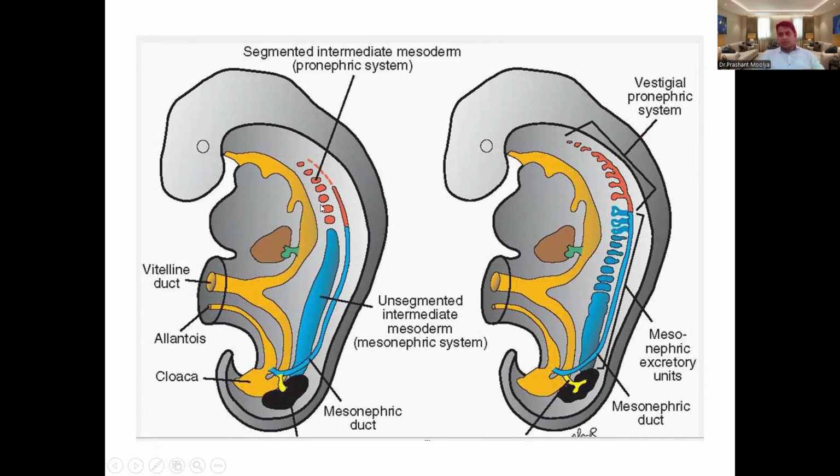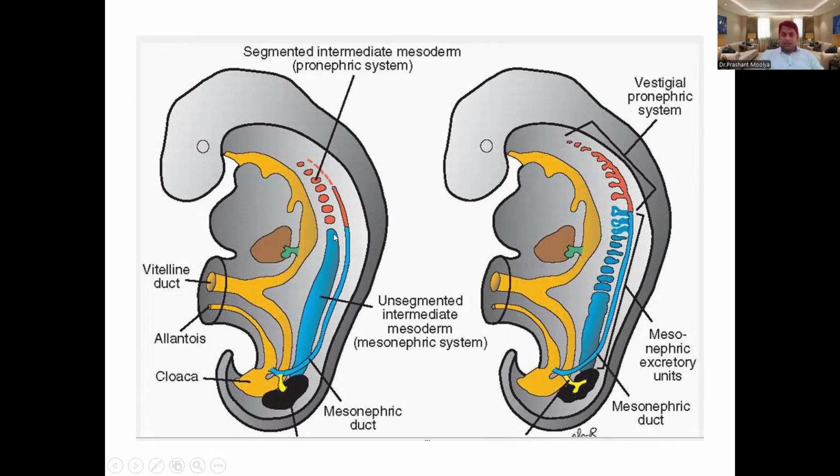But this is not done as far as the advanced kidney of mammals is concerned. So what happens is this regresses. Most of these tubules get regressed, and the duct system coincides with the duct system of the subsequent development called the mesonephric kidney.